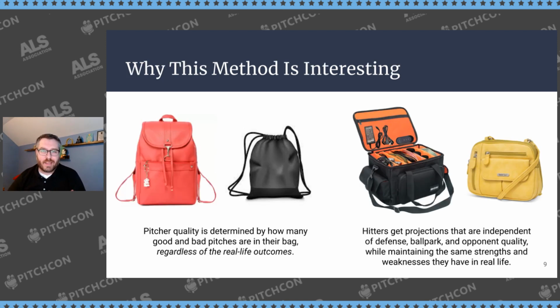This is why this is interesting to me, and this is why this is different. A pitcher's quality will be determined by how many good or bad pitches they have in their bag, regardless of the real life outcomes. So I don't care if a pitcher had a 4.5 ERA. Our simulator might have him be very good because he's got very good pitches in his bag. Or again, if he starts pitching very poorly, the bag will start to resemble more the bag on the right than the bag on the left, and he'll get worse over time.